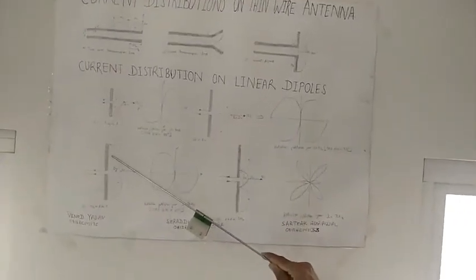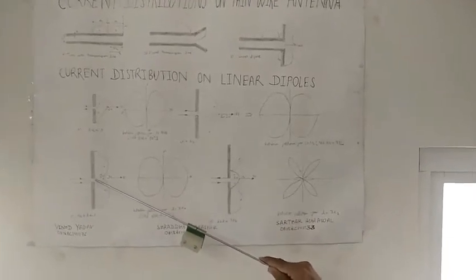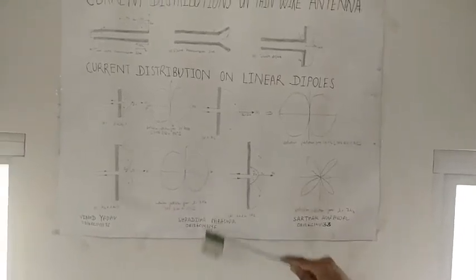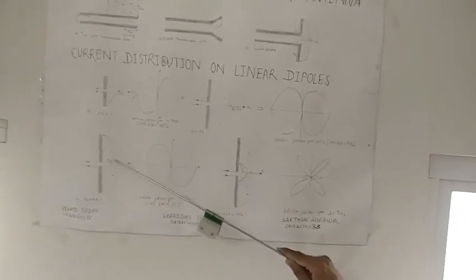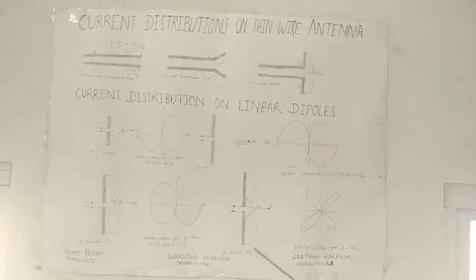Similarly, as you can see here, as you increase the length again from lambda by 2 up to lambda, the current distribution along this wire changes. More than one half wave is accommodated inside this, and as you increase the length above lambda, the current distribution inside this wire accommodates more than 2 half waves.